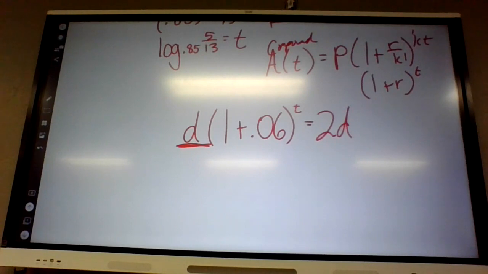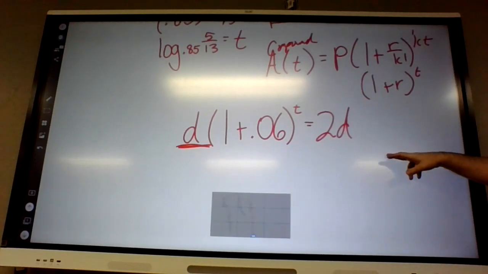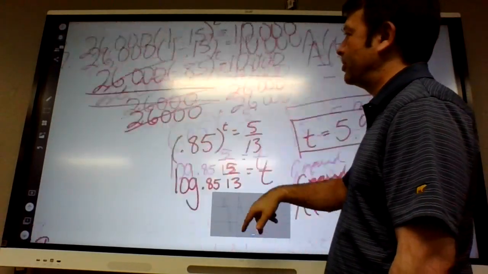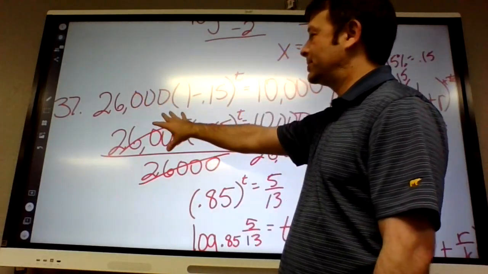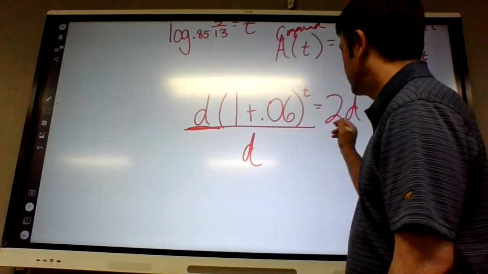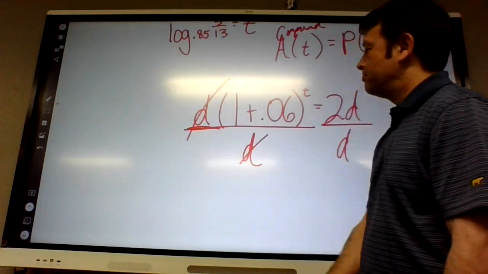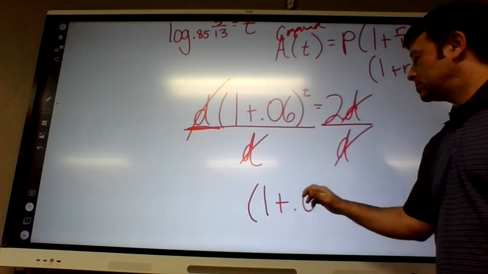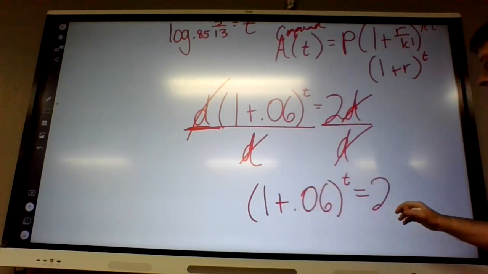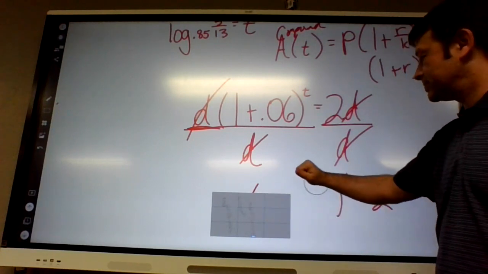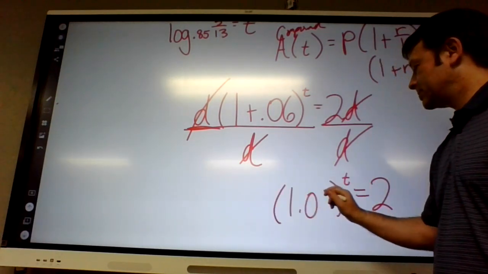Any ideas? I have D on both sides. Can I do anything about that? You could subtract a D. No, this D is multiplied to this, so it can't be subtracted. Remember on the last one how we cleaned it up by dividing by 26,000? So divide by D. What's going to happen? Bam. And 1 plus 0.06, let's just put 1.06.